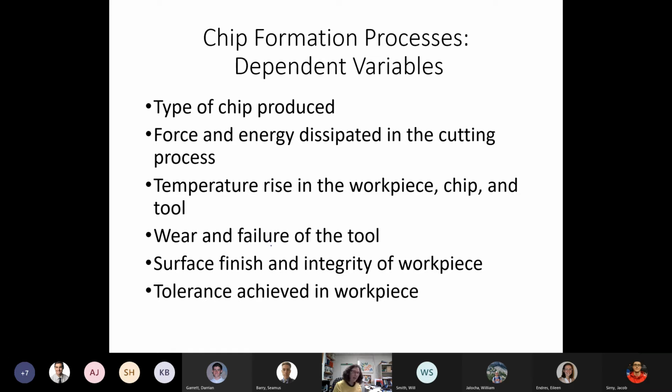The wear, and how does the tool fail? Here we have, again, the tolerance and the surface finish. This is often what we're very interested in, but we can't directly control it.